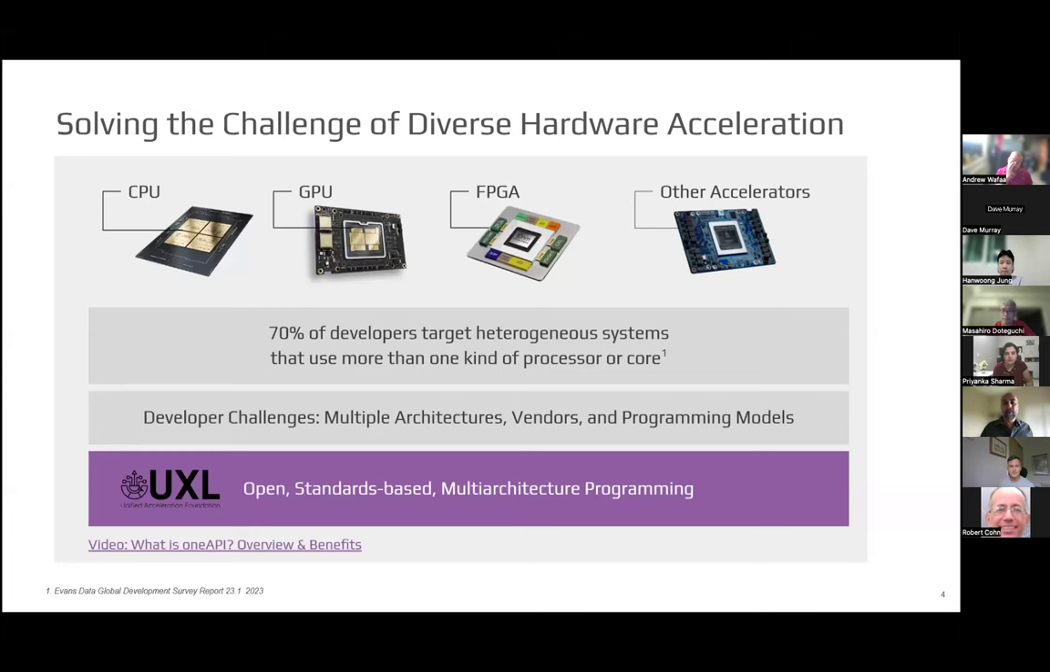So the solution that we realized was needed is to provide a single way to develop across these architectures and to use open standards and open source as the basis for these programming methods. So the UXL Foundation was formed to tackle this, and we're working together to build a solution to address this, providing an open standards-based multi-architecture way to develop software and deploy this code across different vendor processors.